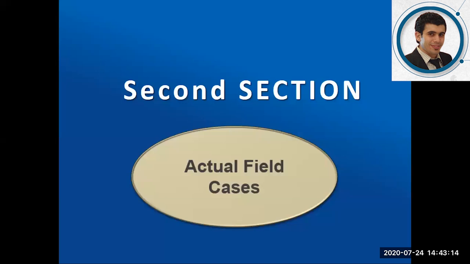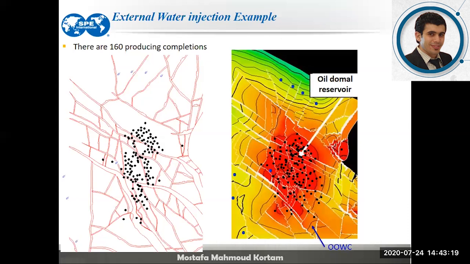So here we have an external water injection example. There is a field that has about 160 producer wells, a big field on a domal structure. This is a structure map showing the highest side of the field and the lowest side. There are some faults in the field, but most of these faults are non-sealing or leaking faults, so they transmit fluid movement through or within those faults.